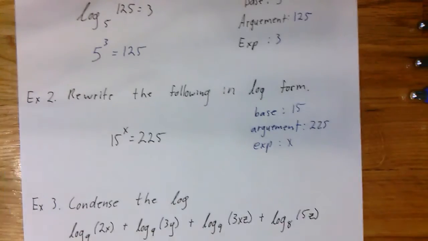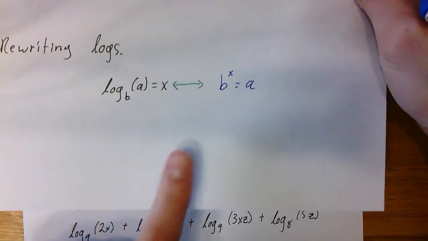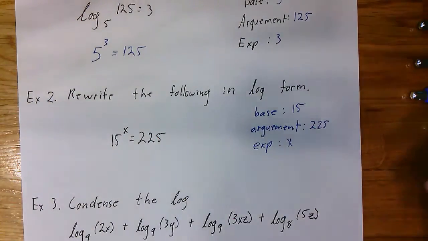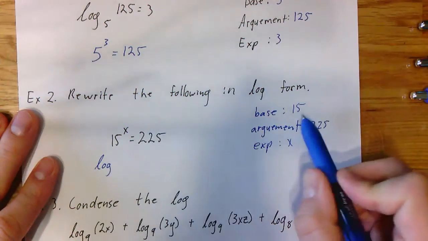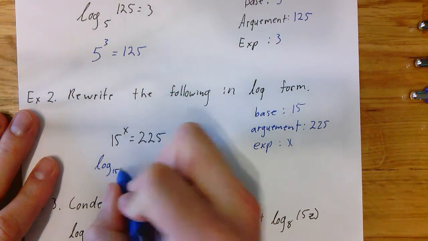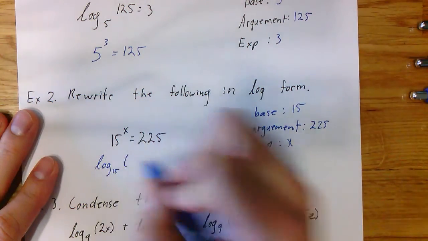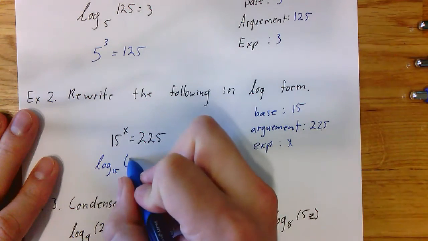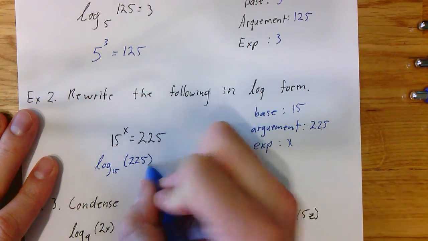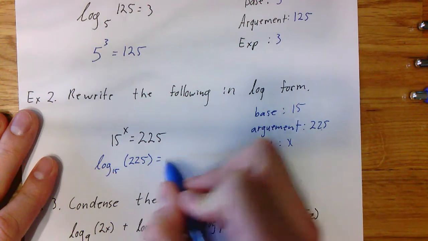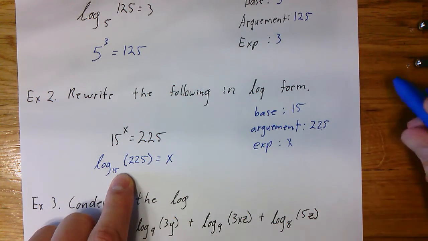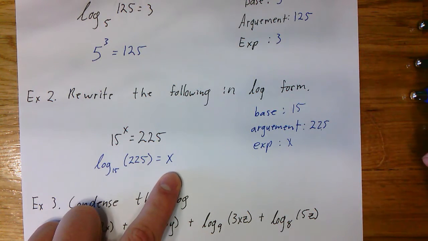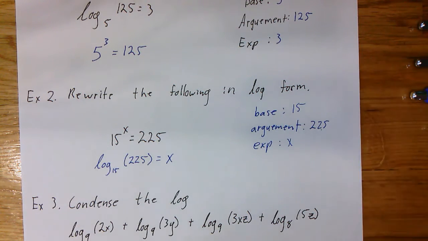Okay, so now that we have our base, argument, and exponential, we just plug them into our log conversion formula, esta. So, log, the base is 15, so we make that a little subscript. The argument is 225, and that equals our exponent, x. And then you could type this into a calculator or something, and it would tell you that x is 2, but, you know, c'est la vie.